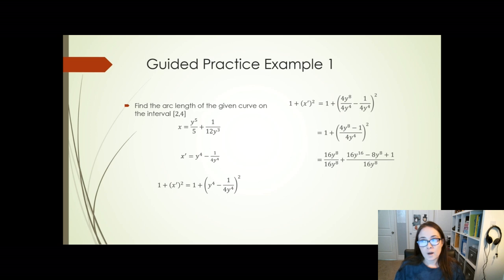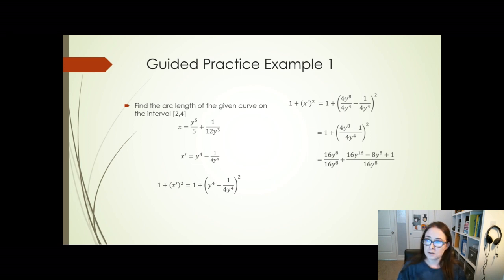And so I get 16y to the 16th minus 8y to the 8th plus 1. This might be a good time to pause the video and work that out yourself to make sure you get the same thing. Don't forget to square the denominator. And then I know in the next step I want to add this to the 1 out front.